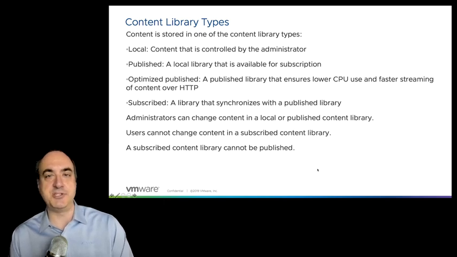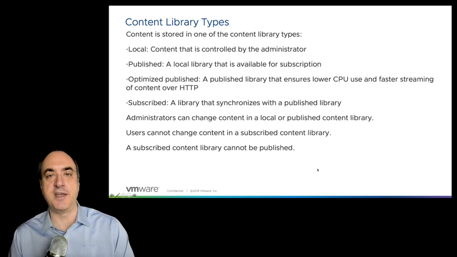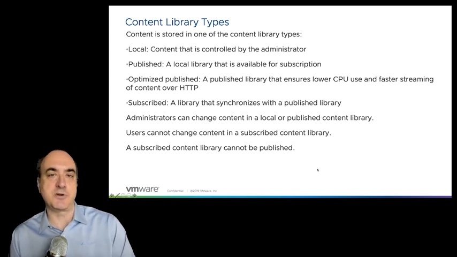But if you want this to be shared with another vCenter server altogether, then the local library can be published. Publishing a local library simply means it is able to be subscribed to by a remote vCenter server. Now, there's also an option called Optimized Publish. That's a bit different than the publish. The published local library is a library that can be synchronized on a schedule with individual components.